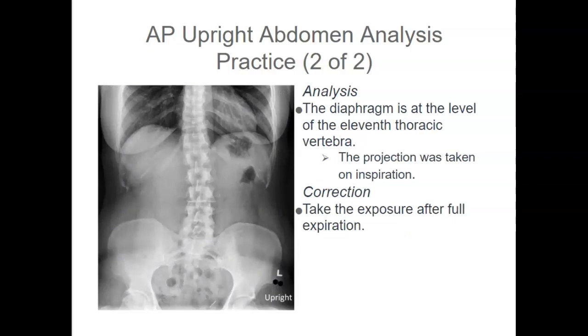In this last upright abdomen practice analysis, we can see that the lung field is demonstrated a little too inferiorly. So therefore, you can see that the lung field is at the level of the 11th thoracic vertebra, and this projection is always taken after full expiration. So therefore, this projection was actually taken in inspiration. So you will have to repeat this image to correct that inspiration error.